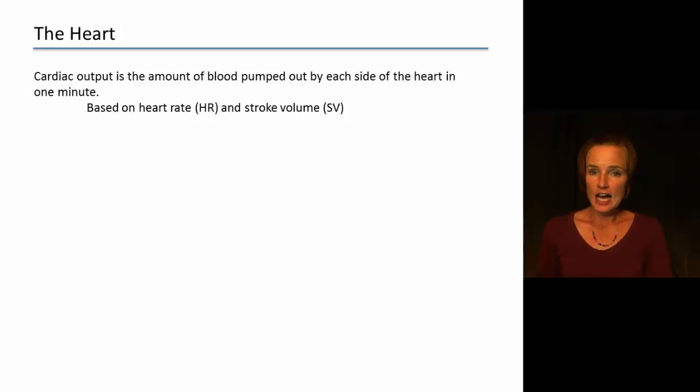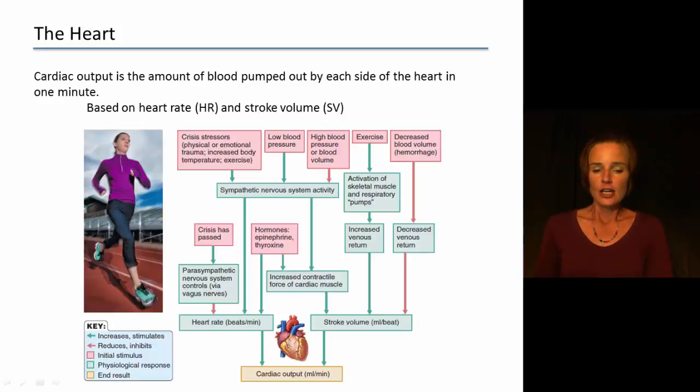Cardiac output is the actual amount of blood that's pumped out by each side of the heart in 1 minute. This is based on heart rate. It's also based on stroke volume, so how much blood is actually pumped at a time. Here we can see a number of different things that do affect the cardiac output.